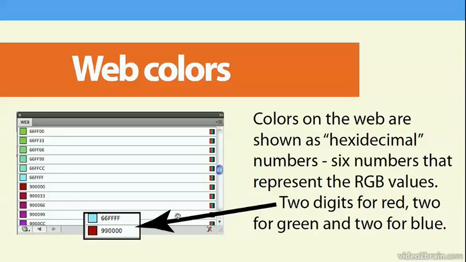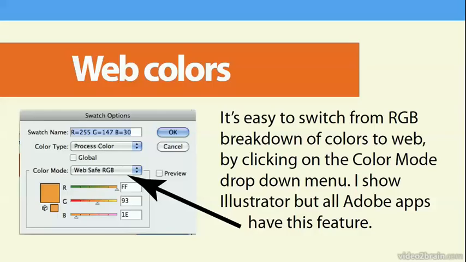And again, in all the Adobe applications in the swatches panel, you can indicate that you want to view them as web colors, and it will show you the hexadecimal color. So it's easy to switch from RGB to the web colors in any Adobe application by using the swatch options. You can click on the color mode here and change it from RGB to web. And here is the breakdown of those particular shades that make the shade of orange. So all the Adobe applications have this.